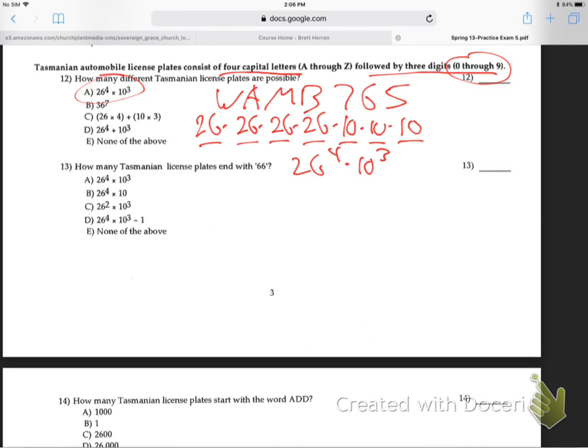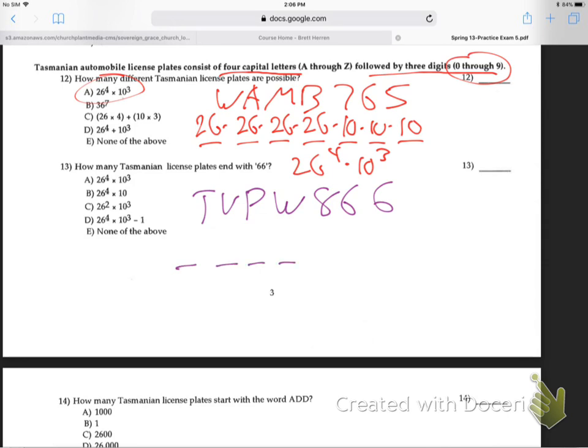How many Tasmanian license plates end with 66, like a 66 Mustang or something? They end with 66. What am I going to do? I'm going to do it, right? Let's try that. Actually, write one. Pick a license plate that fits their criterion and ends with 66. And then think back to what you just did, decisions and options. Okay. TVPW866. So I just did one.